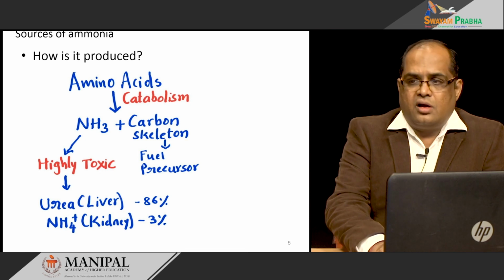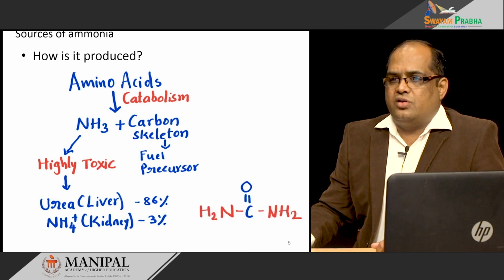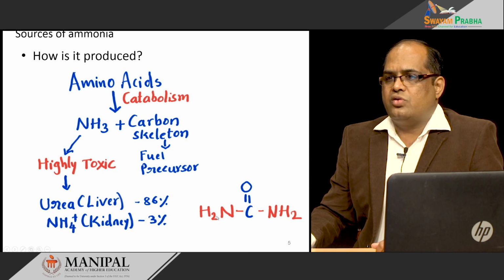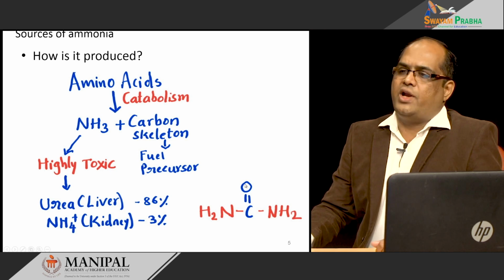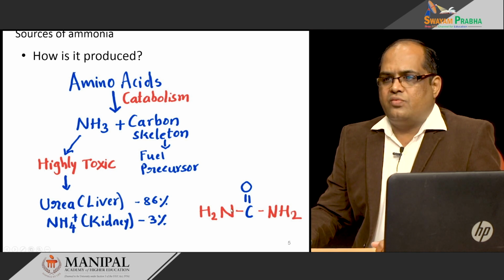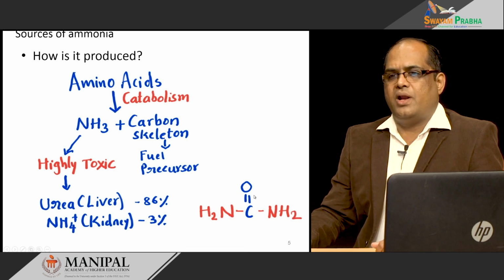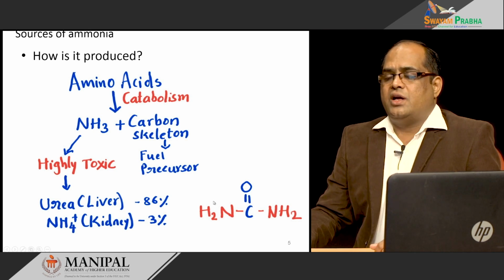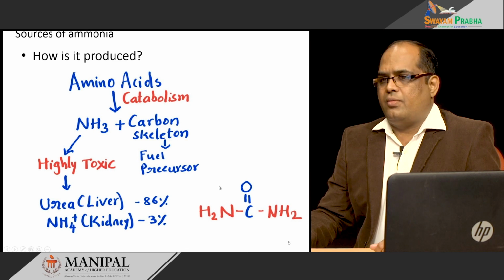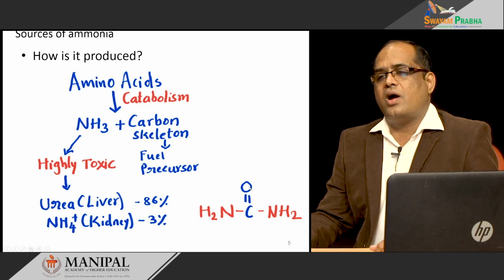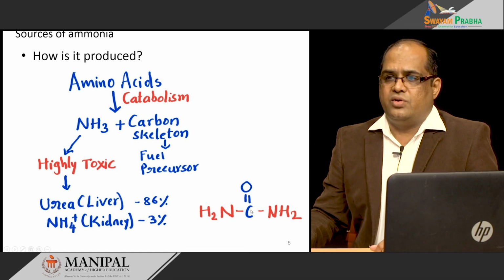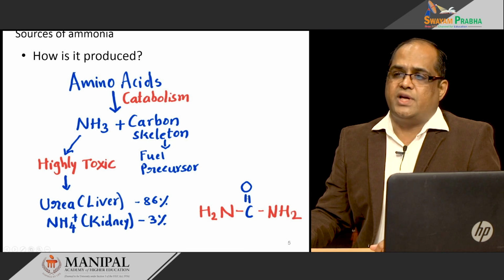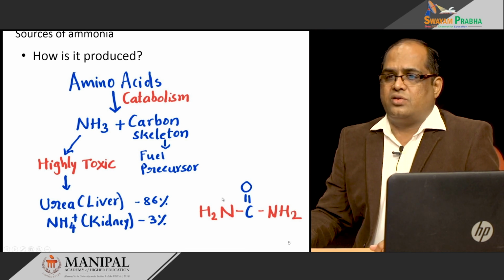If you see the structure of urea, it has two amino groups, two amide groups, NH2, NH2, and a carbonyl group. When this urea is dumped into the blood, it does not change the body pH and it is non-toxic. It can easily cross the plasma membranes, and it does not require any protein to carry it in the blood. It is a very beautiful compound, and it is excreted out of the body through the urine.